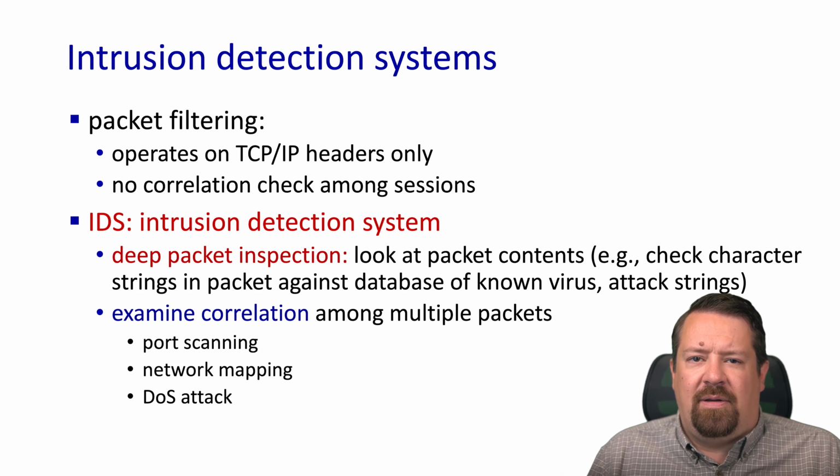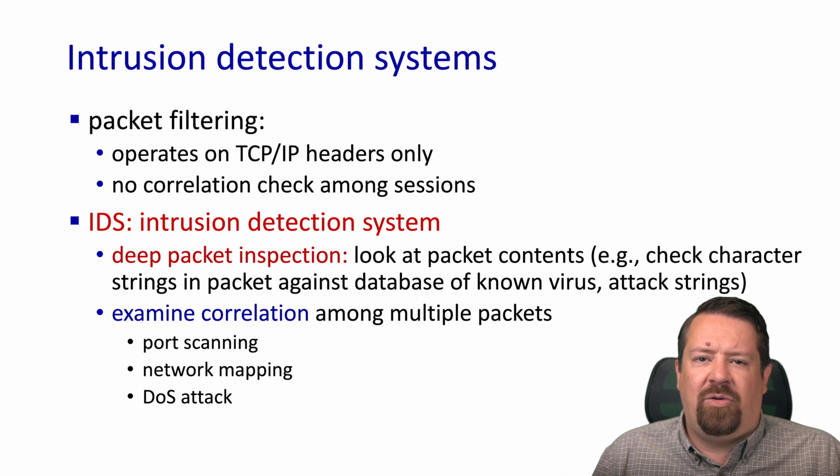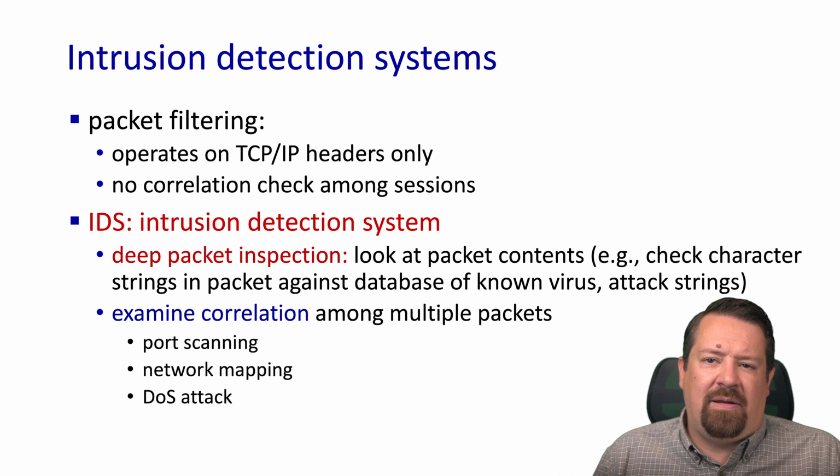So it could ignore what port number this is supposed to be going to, what application it claims to belong to, and say, does anything in here look like something I already know is bad? It can also look at a string of multiple packets for correlations or even do reassembly. So some of the attackers may be more sophisticated and break up their attack across multiple packets, and an IDS may put those back together before looking for its signatures.